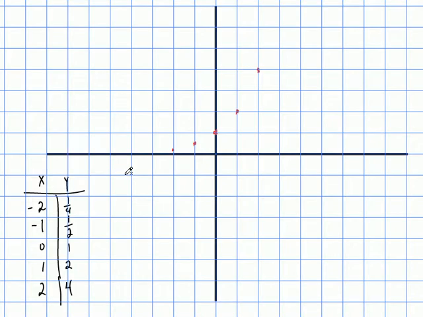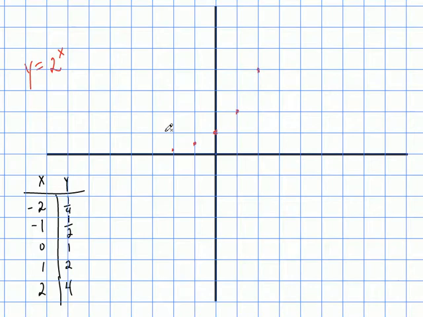Will it ever drop below this x-axis? No, because there's no way this is going to be a negative number. Because when I had 2 to the x, there's no way, no matter what x I put in for this, y will never be negative. Because there's no negative out in front, is there?